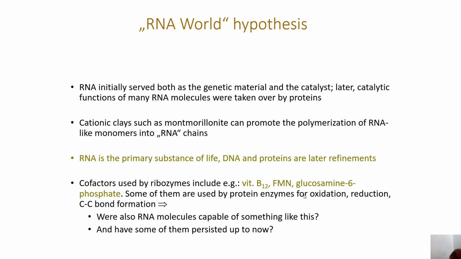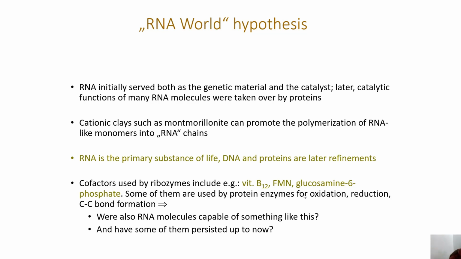RNA initially served both as genetic material and the catalyst. Later, catalytic actions of many RNA molecules were taken over by proteins. Now, cationic clays such as montmorillonite can promote the polymerization of RNA-like polymers into RNA chains. So, RNA is the primary structure of life. DNA and proteins are later refinements.